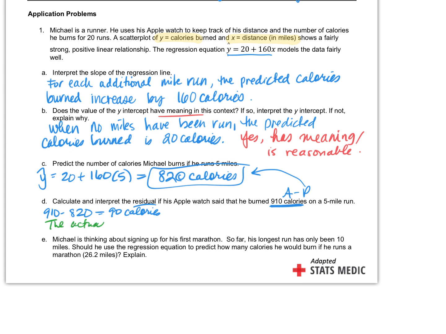The actual calories burned is 90 more or less? More than predicted by the least squares regression line, LSRL, when x equals 5 miles.